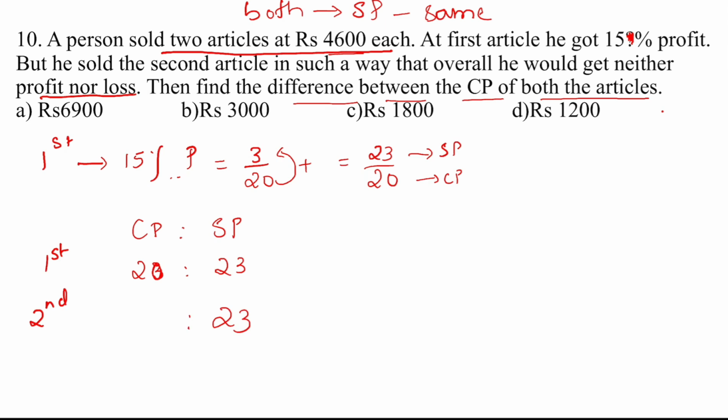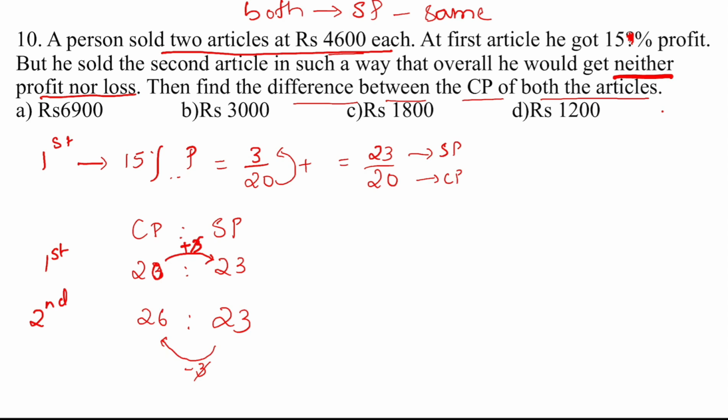Now they are saying he sold the second article in such a way that overall he got neither profit nor loss. That means the cost price from this selling price is 3 parts more. So if he has to get neither profit nor loss, he has to increase this 20, he has to sell the second article at 26. It will be 3 parts less, so this 3 gets cancelled and he'll have neither profit nor loss, isn't it?